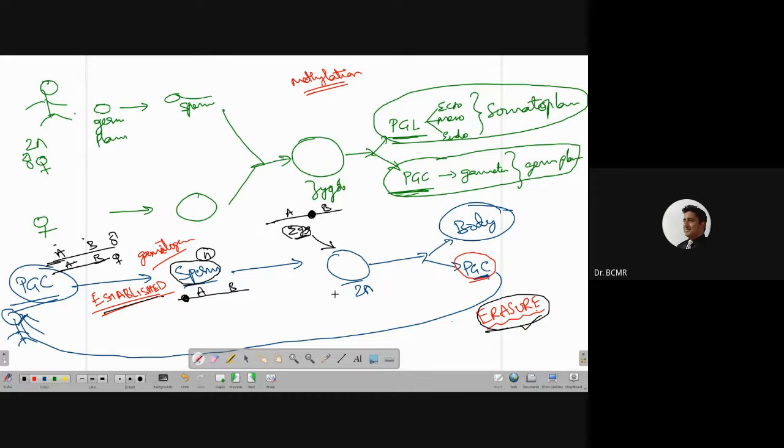And now we have a zygote. In zygote, it is 2N diploid, so we will have A and B. One is coming from the maternal allele, another set is coming from the paternal allele. So which ones are imprinted here? Based on this one, we'll say B is imprinted here.